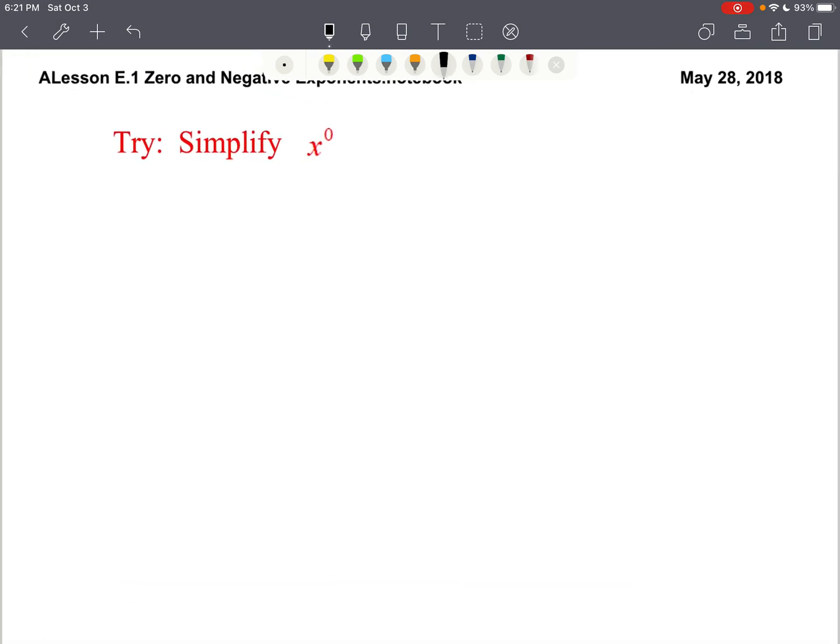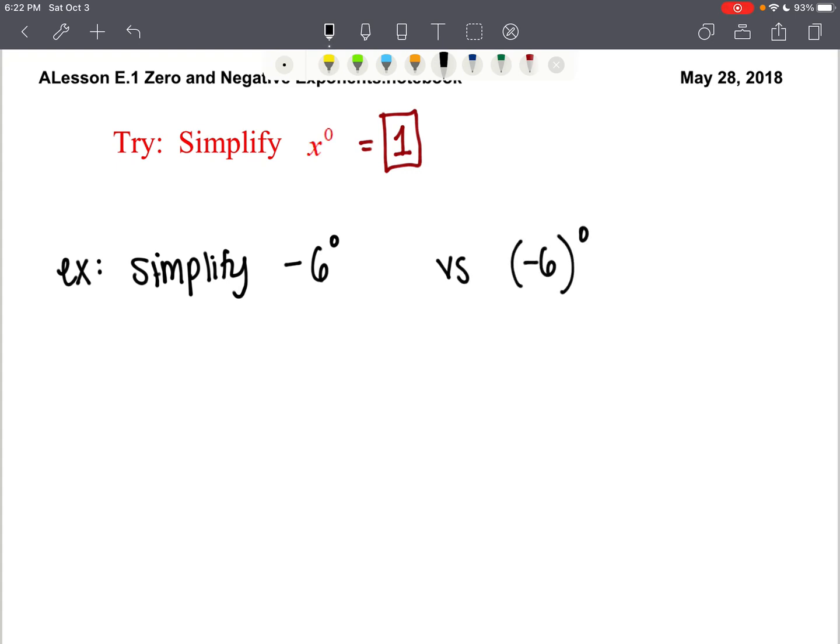So here we have simplify x to the 0. So go ahead and try that. And what did you get? Hopefully you got a 1 and you boxed it. Okay, let's do another example or try. We're going to simplify negative 6 to the 0 power versus negative 6 to the 0 power. So can you tell the difference? If so, give it a try and then come back and see if you've got the answer.